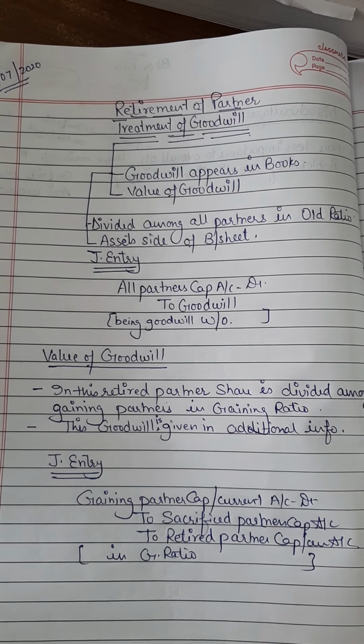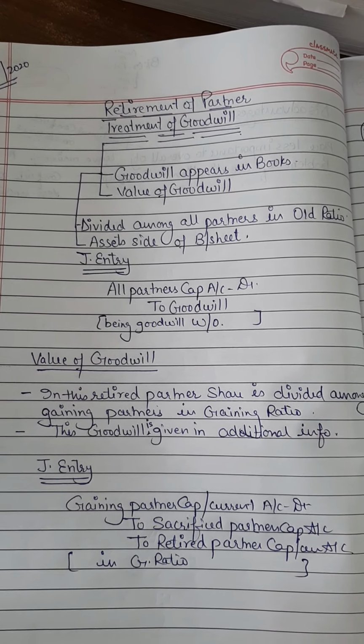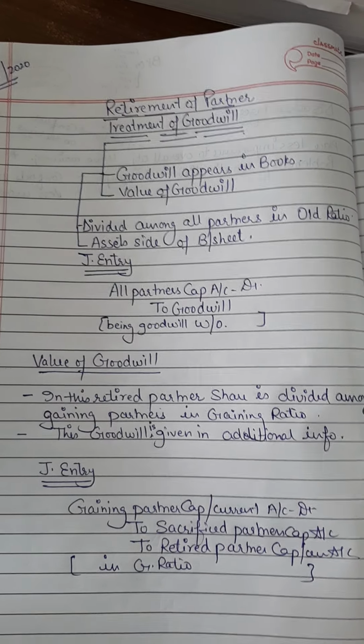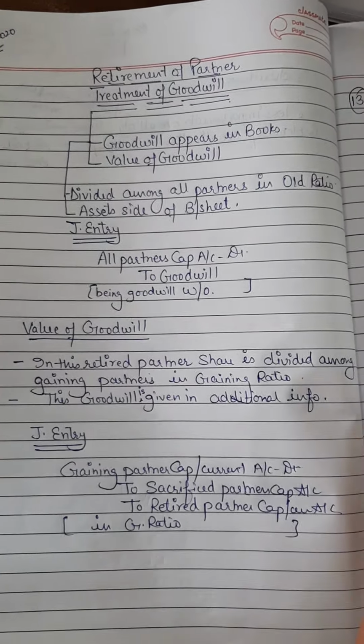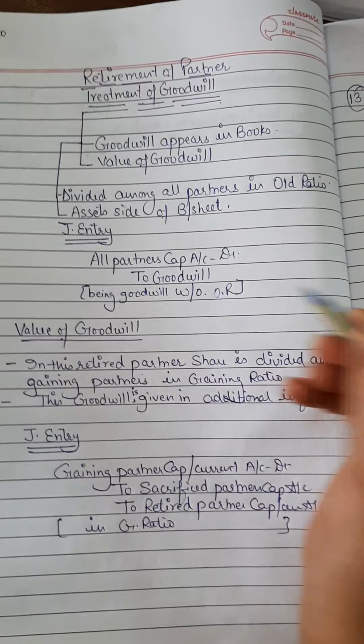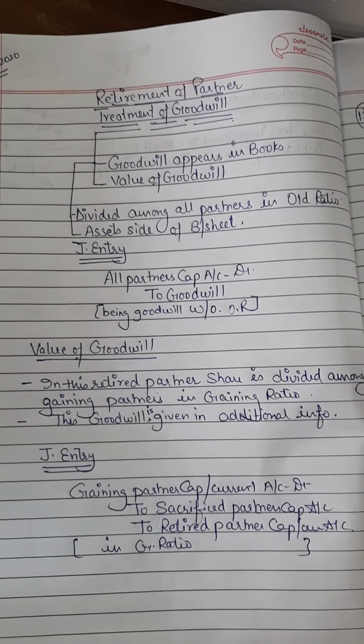you have to divide the overall goodwill among all the partners including the retired partner, means all the partners. आपको ये goodwill all partners के बीच में divide कर देनी है. That is in the old ratio. किस ratio में divide कर देनी है? Old ratio में आपको ये goodwill divide कर देनी है.